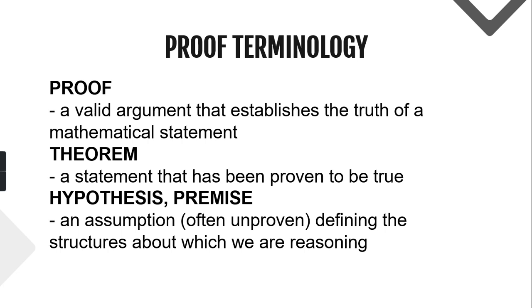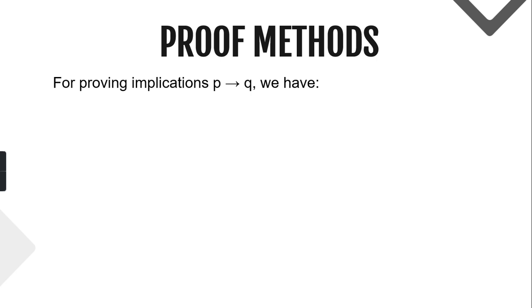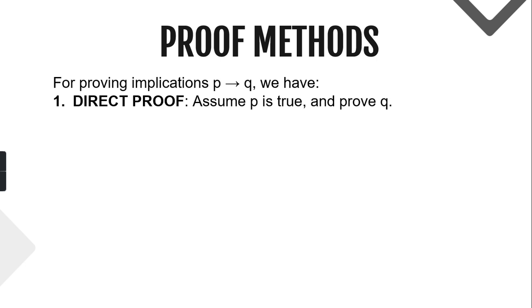Okay, so again, on our lesson number 4, we will be focusing on the first basic proof, which is direct proof. But pakitandaan itong different proof methods na ating i-discuss later on. So, for proving implications P implies Q, we have direct proof, which is you are going to assume P is true, and then we will use that to prove Q.